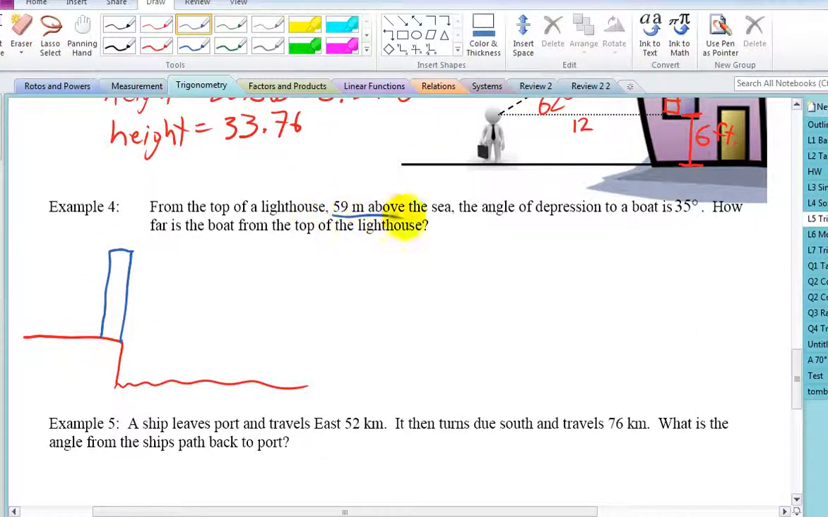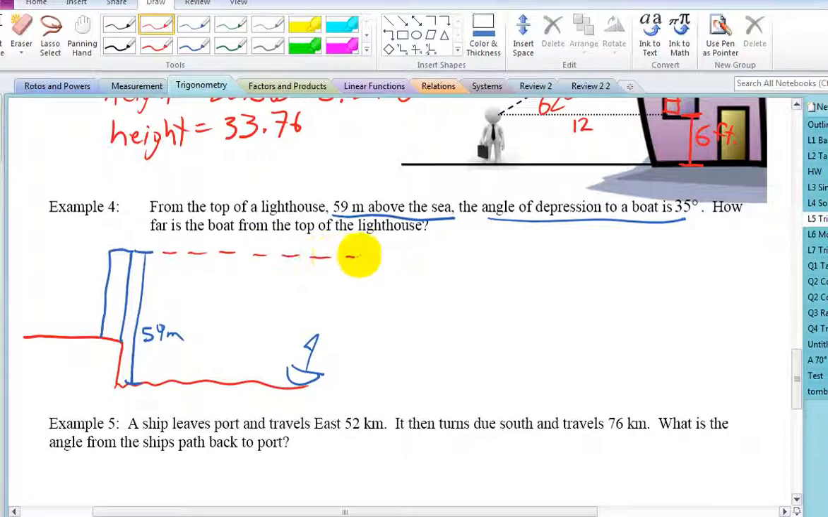Okay. So it's 59 meters above the sea. So we'll call this 59 meters right here. And out there's a boat. Okay. Now it says the angle of depression is 35. In order to mark this on the diagram, what do we have to draw first? Yeah, I'm doing it right now. What do we call this?